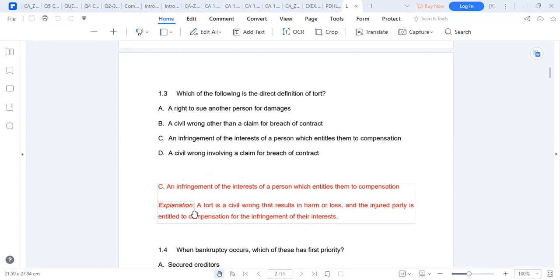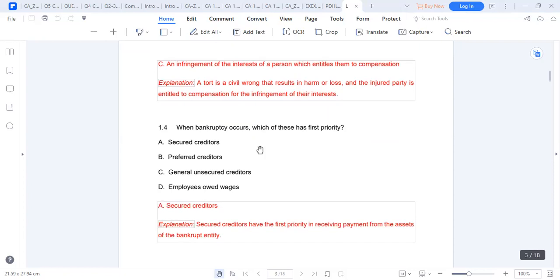So a tort is a civil wrong which results in harm or loss, and the injured party is entitled to compensation. A wrongdoing that you do, like where somebody lies about you or starts fake rumors about you. Under tort, you can sue them and you'll be given compensation. So this is the best definition of tort. The right to sue somebody for damages, these are other acts.